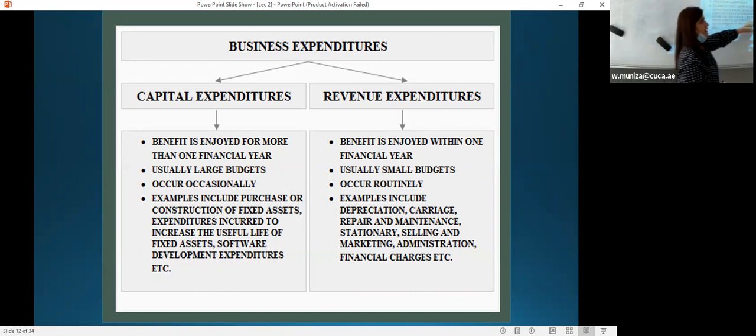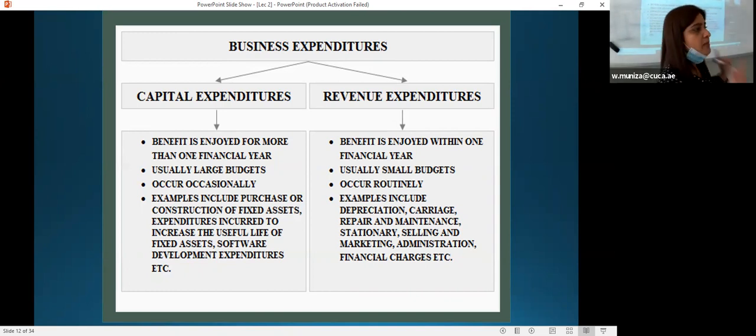Capital expenditures and revenue expenditures. It is necessary to differentiate between capital and revenue expenditures, because when you are doing the financial accounting work, you will require this distinction to be made. What are capital expenditures? All those expenditures which you are doing for the purchase of non-current assets are capital expenditures.